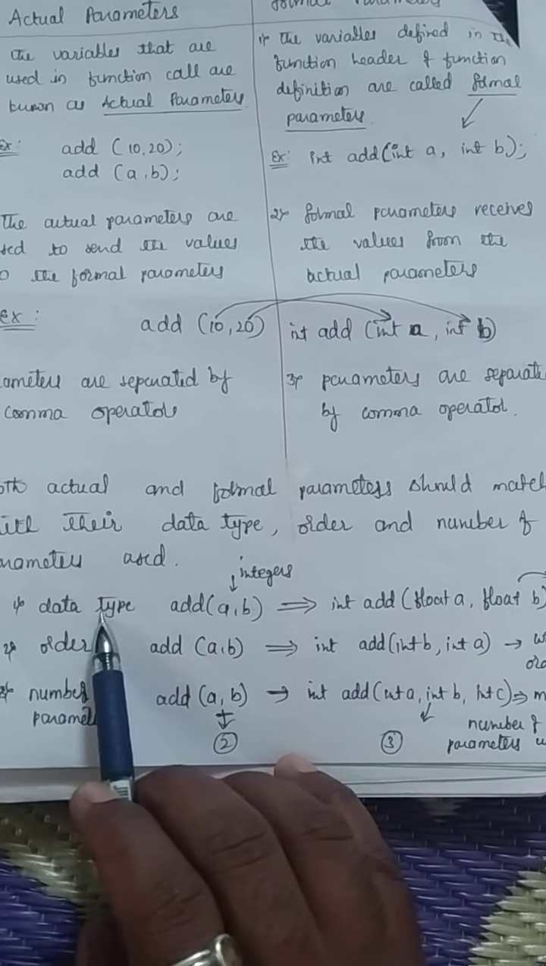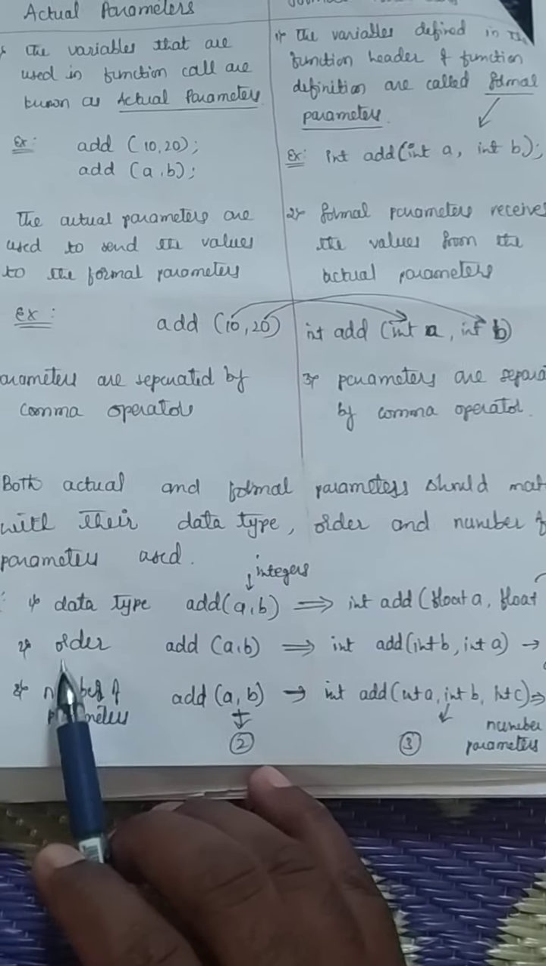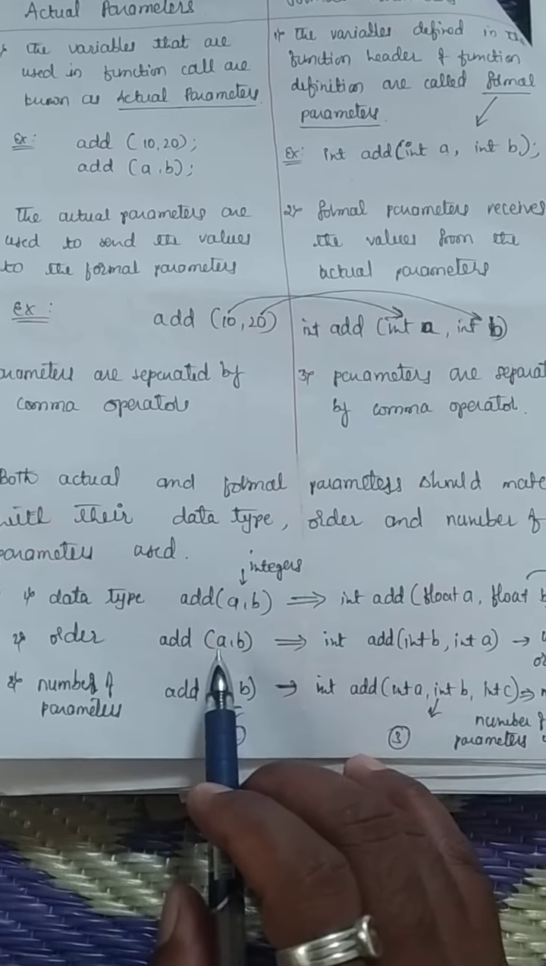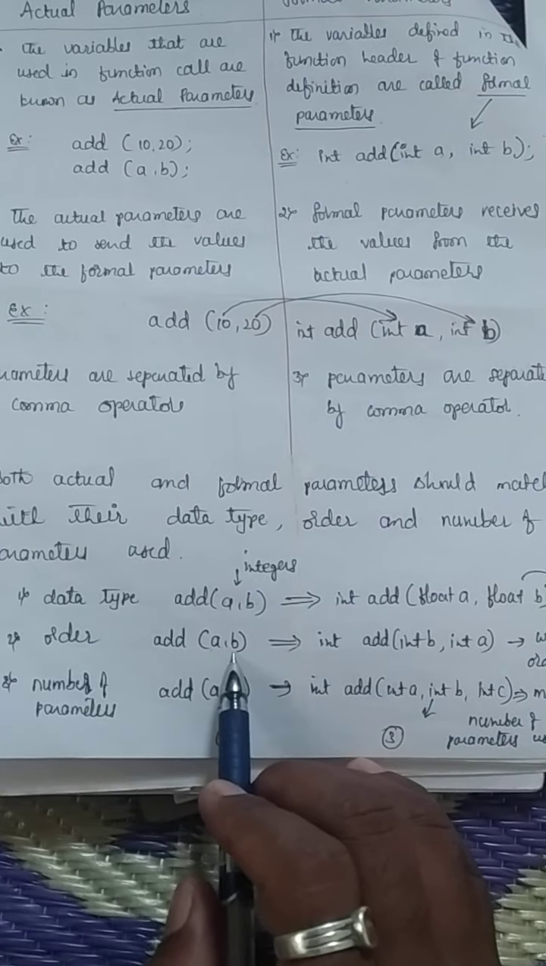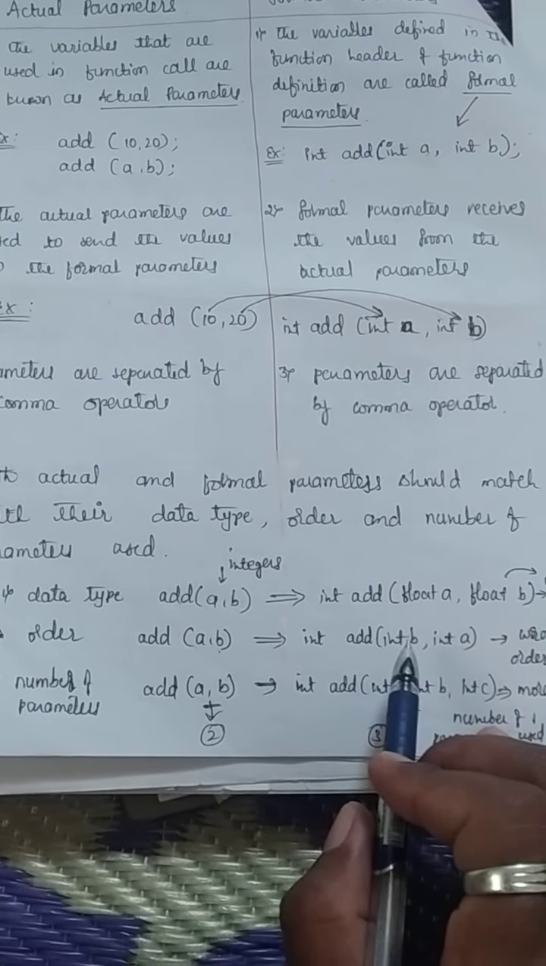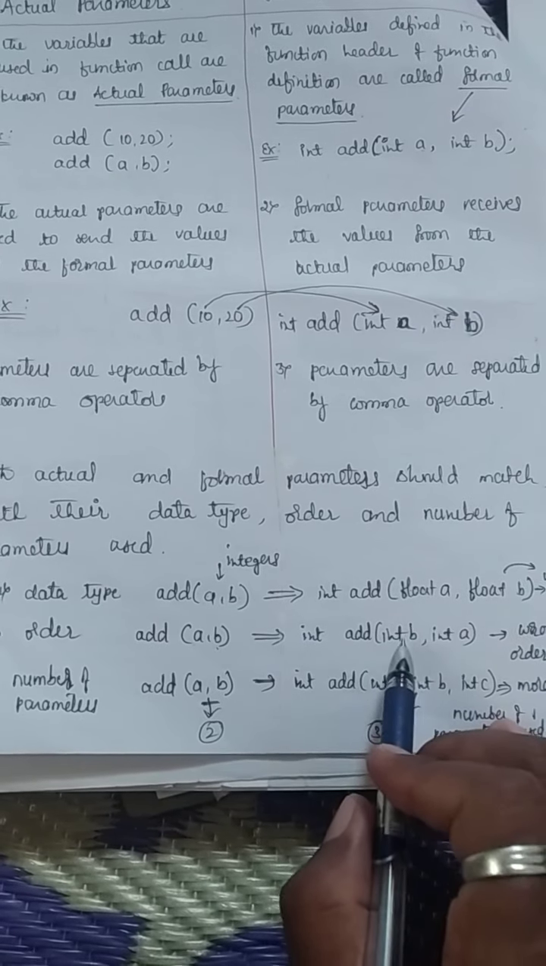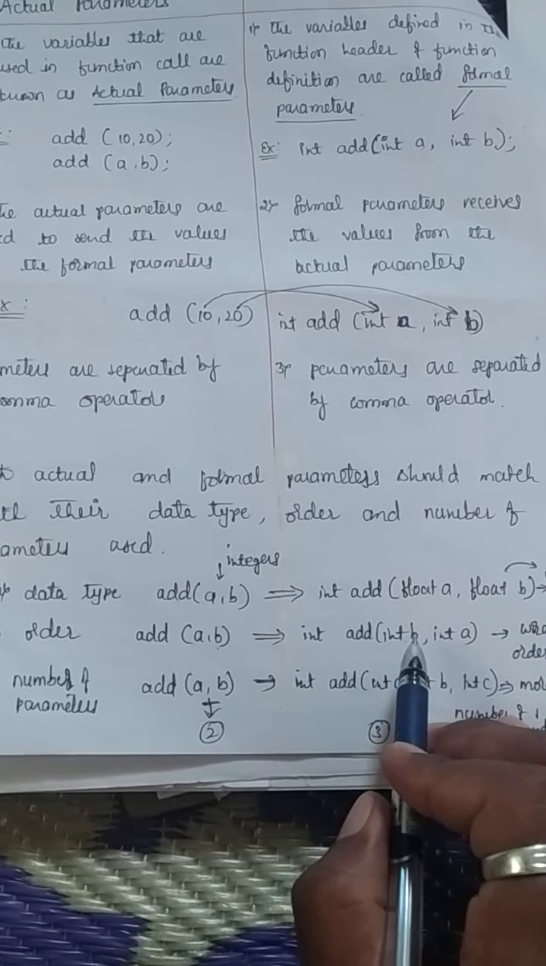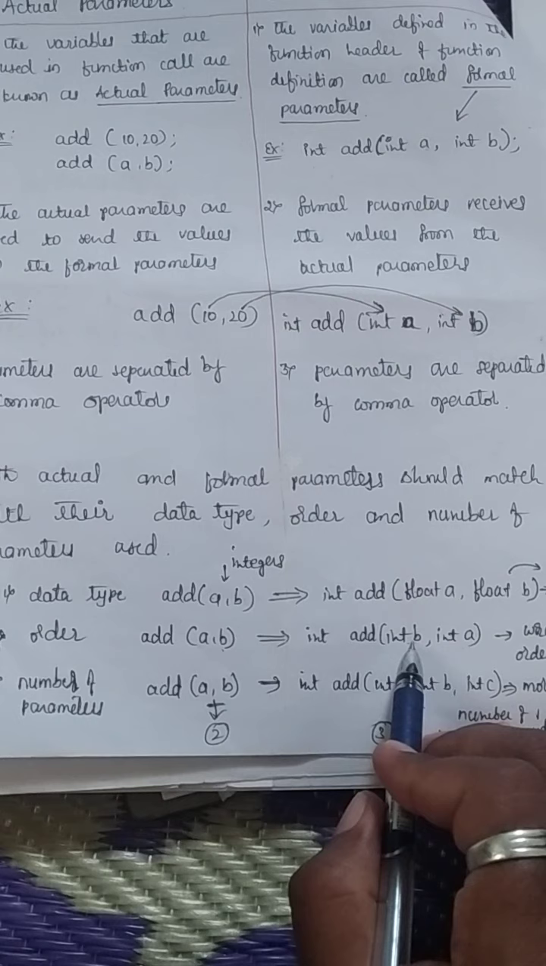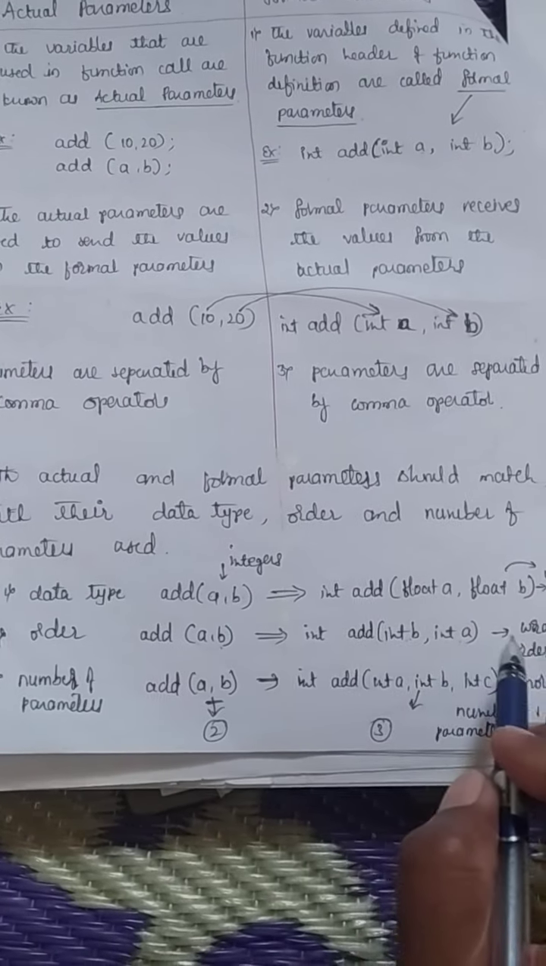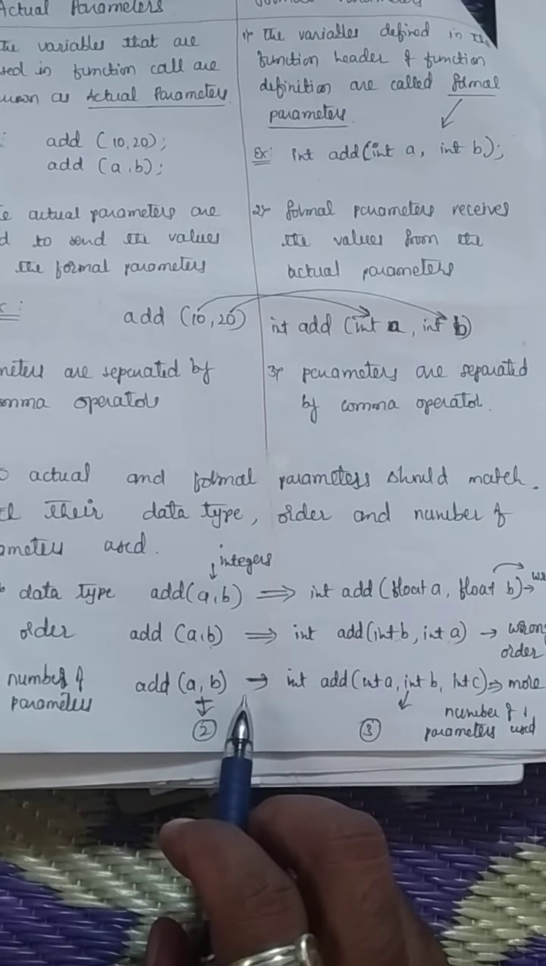That is a mismatch. Then order. See, what is the order I am taking? First a, second b. Here also it should be a and b or x and y. If I take the reverse, like first b then a, this is the wrong order.